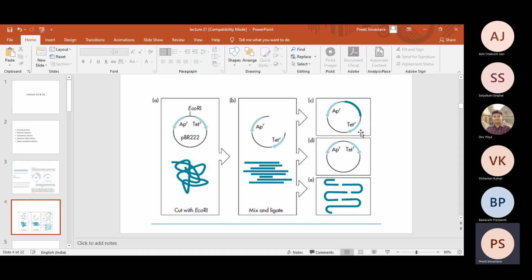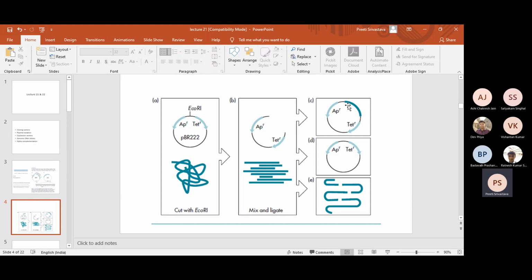Now, the point that I am trying to tell you is that when the vector is digested with EcoRI, and the insert is digested with EcoRI, then the directionality of the insert is not maintained. It can be inserted either in this direction or in the opposite direction.